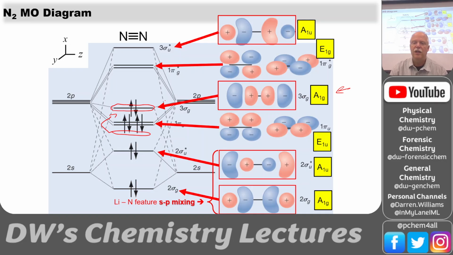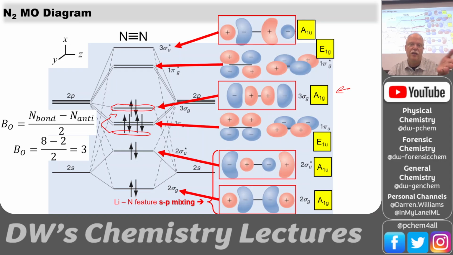Okay, so let's look at the whole second row. Okay, we can calculate this. This also shows a triple bond for nitrogen. I think that's a fill-in for your notes. 8 minus 2. So we've lost 2 more electrons out of this antibonding orbital.